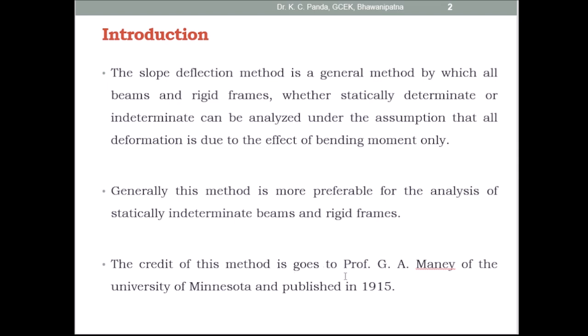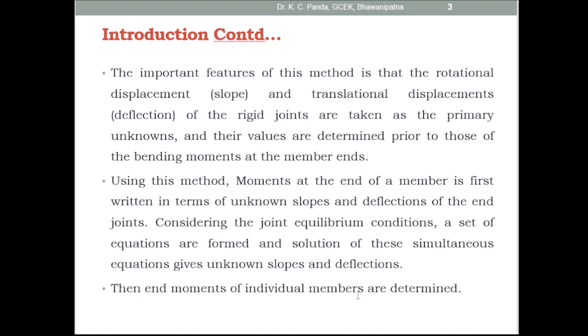The credit of this method goes to Professor G. A. Maney of the University of Minnesota, who published this method in 1915. So in this method, the rotational displacement, that is slope, and the translational displacement, that is deflection, of the rigid joints are taken as the primary unknowns, and their values are determined prior to those of the bending moments at the member ends.